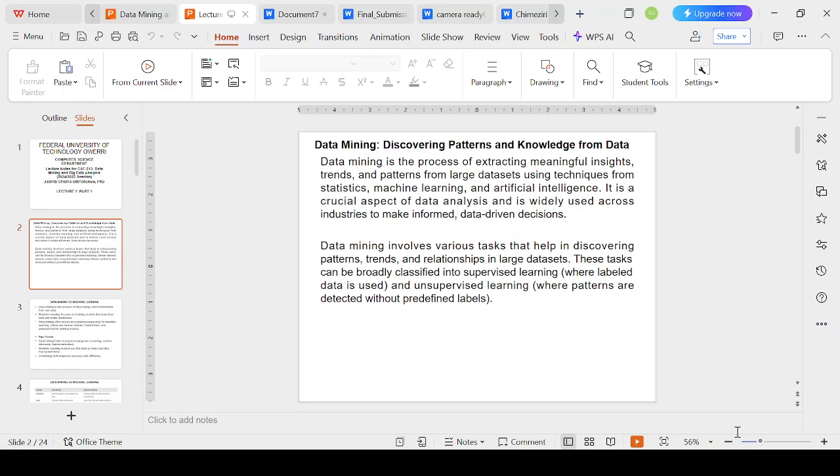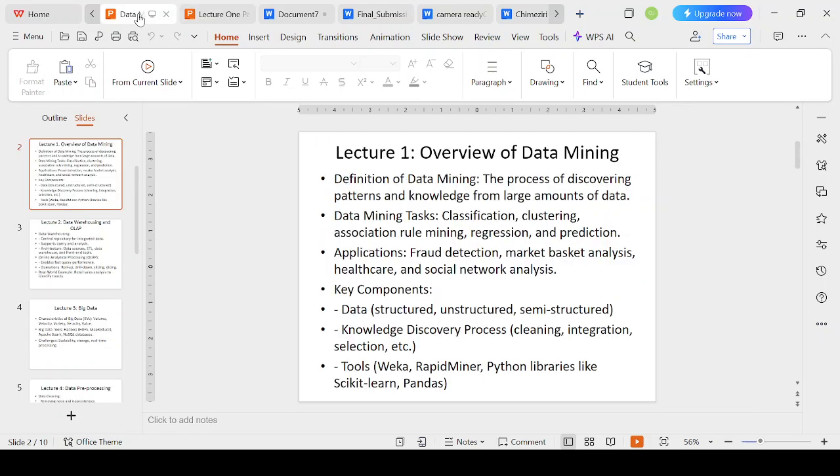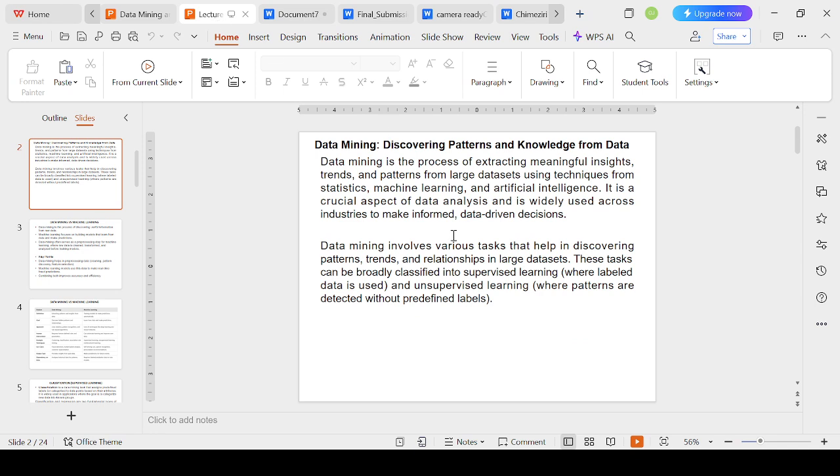Today we are going to expand and go into detail on what we just reviewed in the previous class. In the previous class, I gave you the overview of what we need to do in this class. In lecture 1, we looked at the overview of data mining, where we define data mining and different tasks, then applications, the types of data, knowledge discovery, and the tools we were going to use to apply these things. So today we go in depth in our lecture 1.